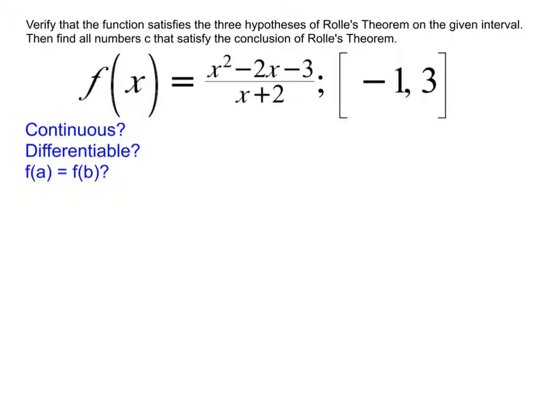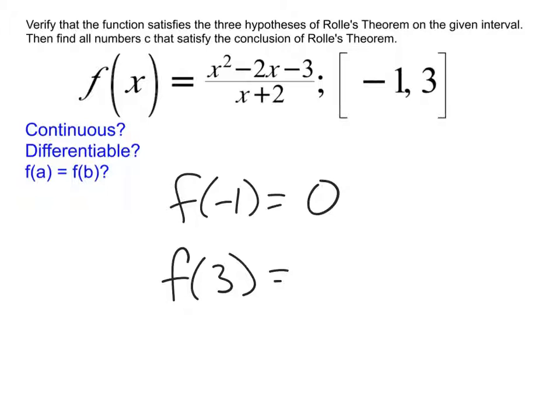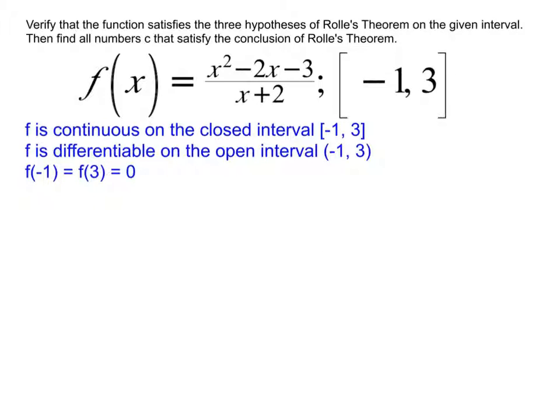But we still need to check, does f of a equal f of b? So you plug them in. When you plug in negative 1, figure out f of negative 1, what do you get as an answer? 0. Okay, then we check f of 3. When we plug 3 in, what do we get? 0. They both equal. So that means that yes, in fact, we will be able to do this, because when we plug it in, it ends up being 0 over a number, either 0 over 1 or 0 over 5.